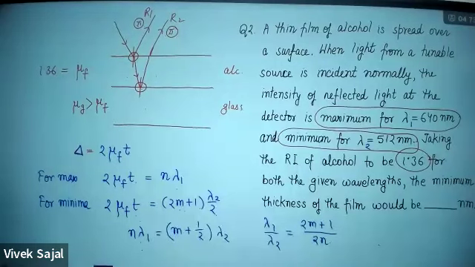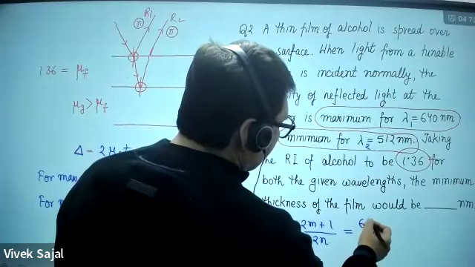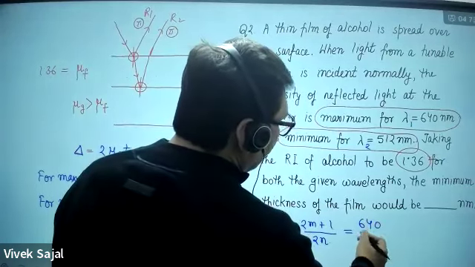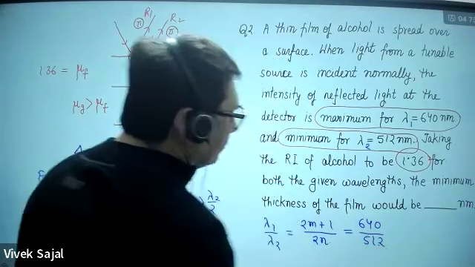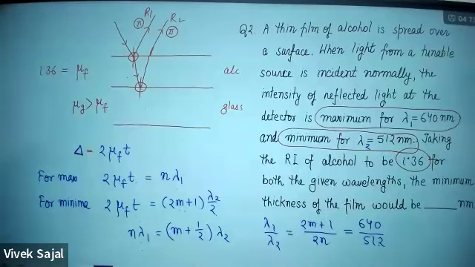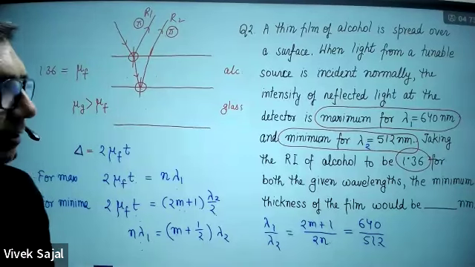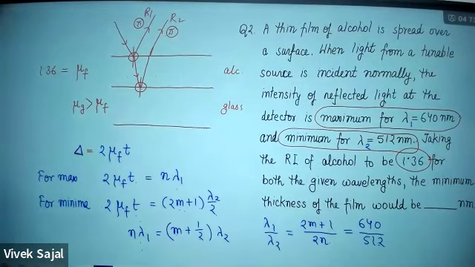Now lambda 1 and lambda 2 are given. Lambda 1 is 640, and this will be 512. Is it clear here up to this point? So, sir, simplify it. Yes, beta. How to write path difference, sir?